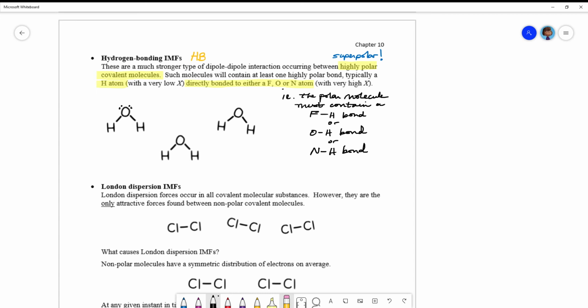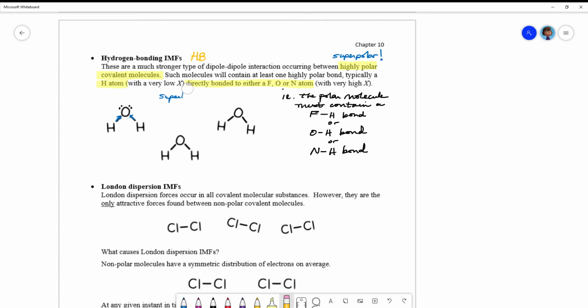Now, the bonds in this molecule are polar. So this bond is a polar bond where the bond electrons are pulled towards oxygen. And this bond is a polar bond where the electrons are being pulled strongly towards the oxygen. And the molecule is overall polar. Why? Because it's a bent molecule. Being bent, the bond polarities do not cancel. So we know it's a polar molecule. All right. And what makes it a superpolar molecule is the presence of those OH bonds. So I'm going to write that here.